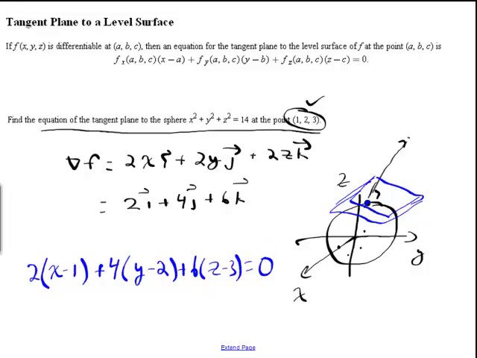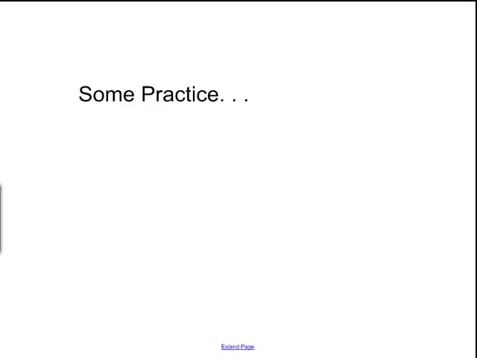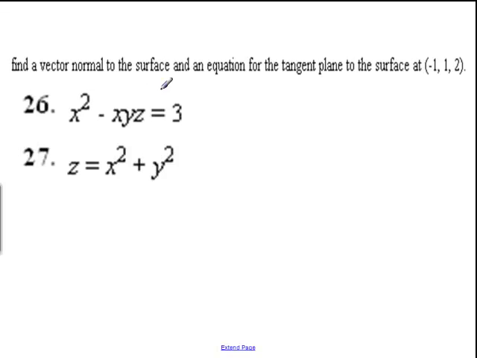So that's how you find the equation for a tangent plane to a level surface. Okay, let's do just a couple practice problems, and that will be it. We'll just do one of these. This is: find a vector normal to the surface and an equation for the tangent plane at the surface. So we know what to do here. Let's find a gradient vector.